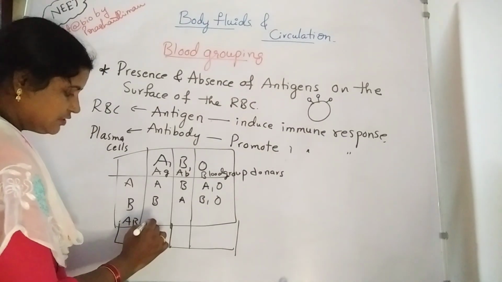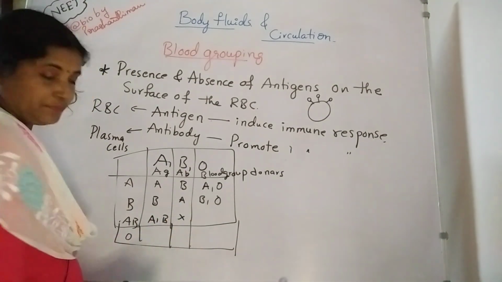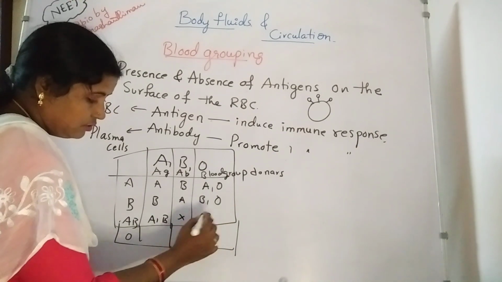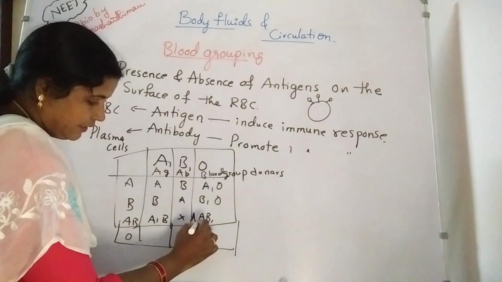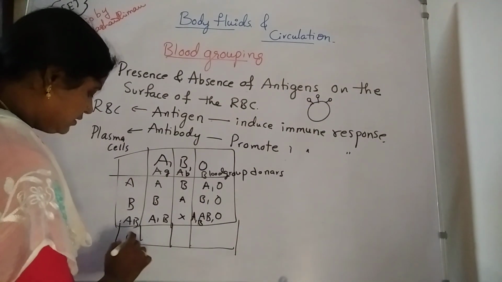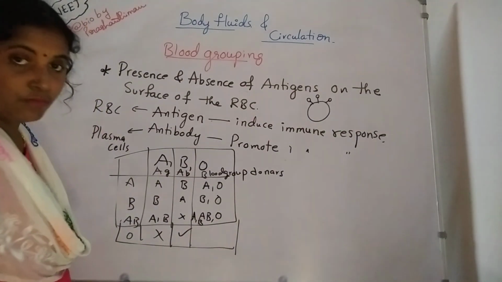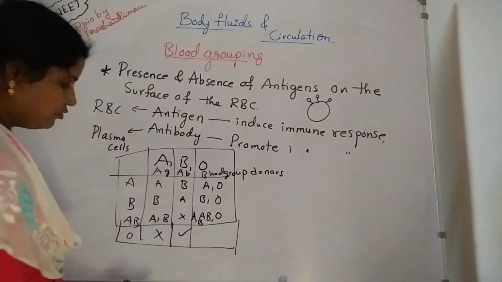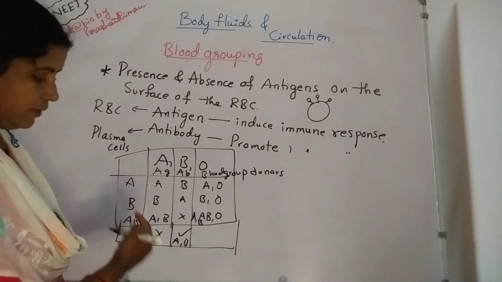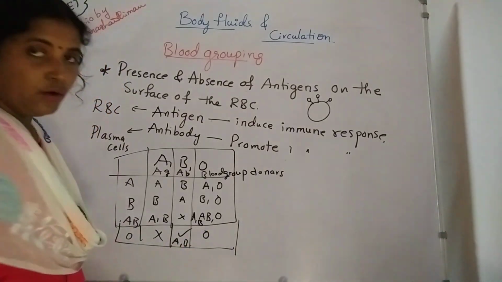So here antigens both A, B are present, antibodies are absent, and here the blood group donors will be A, B, AB and O. Okay, and then here O, it does not contain any antigens, and antibodies both are present. So antibodies A and B are present in the O blood group. And the donor is only O.